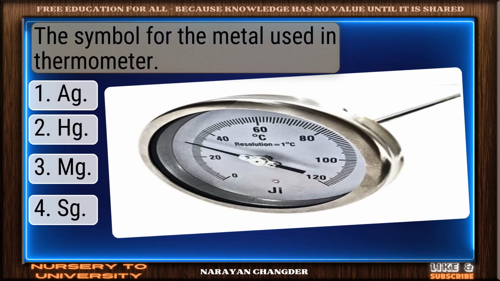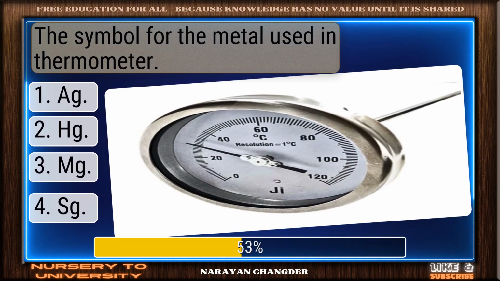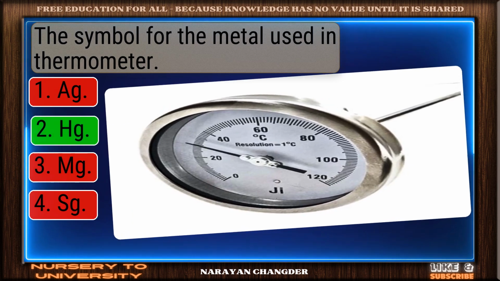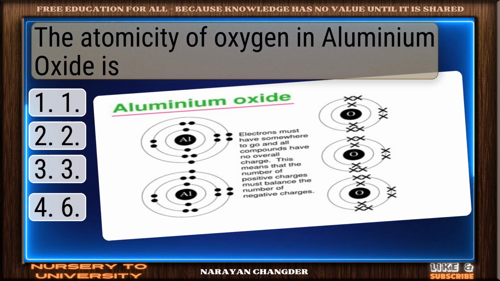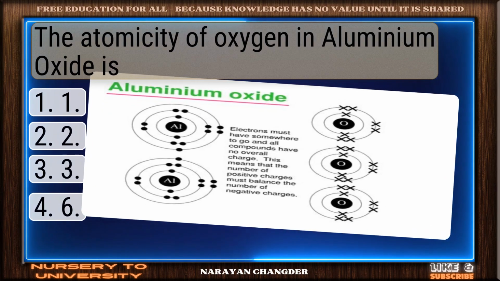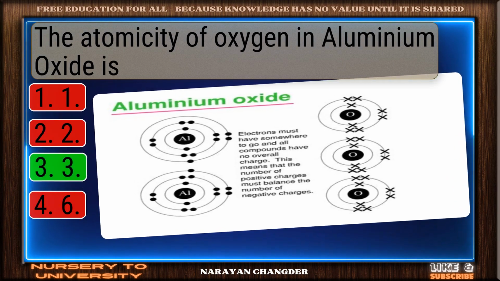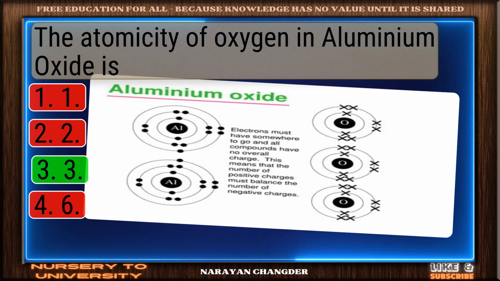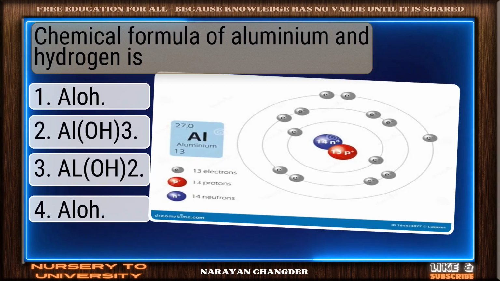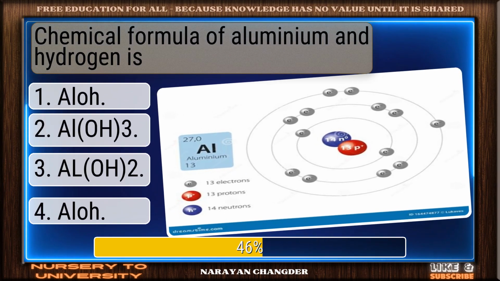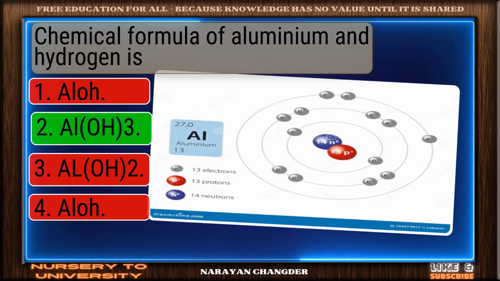Question number 161. The symbol for the metal used in thermometer? Excellent. Hg is a brilliant choice. Question number 162. The atomicity of oxygen in aluminium oxide is. Strong choice. 3 is the right answer. Question number 163. Chemical formula of aluminium and hydrogen is. Good thinking. AlH3 is the right answer.